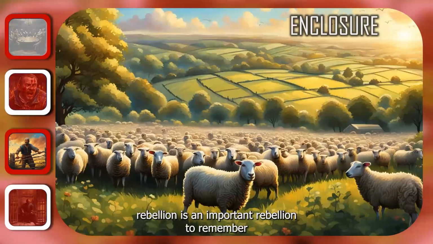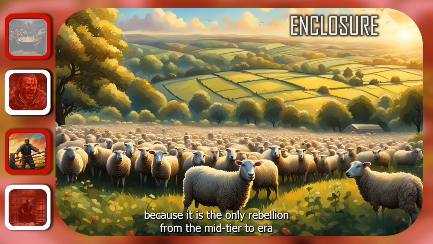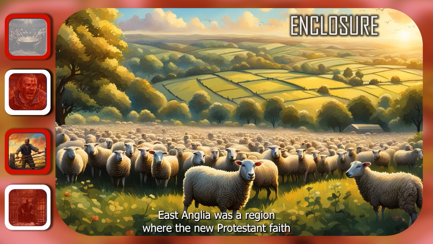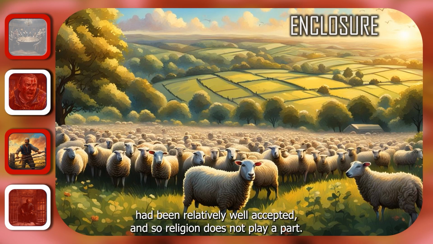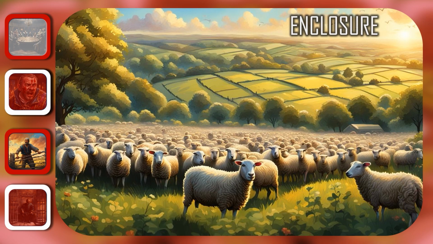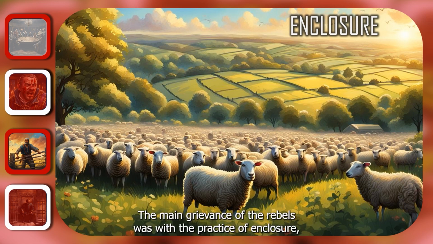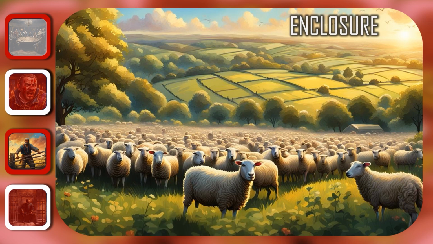The Ket Rebellion is an important rebellion to remember, because it is the only rebellion from the mid-Tudor era that was solely motivated by economic and political causes. East Anglia was a region where the new Protestant faith had been relatively well accepted, and so religion does not play a part. The main grievance of the rebels was with the practice of enclosure, especially since many local landlords had been illegally enclosing common land to farm their sheep.